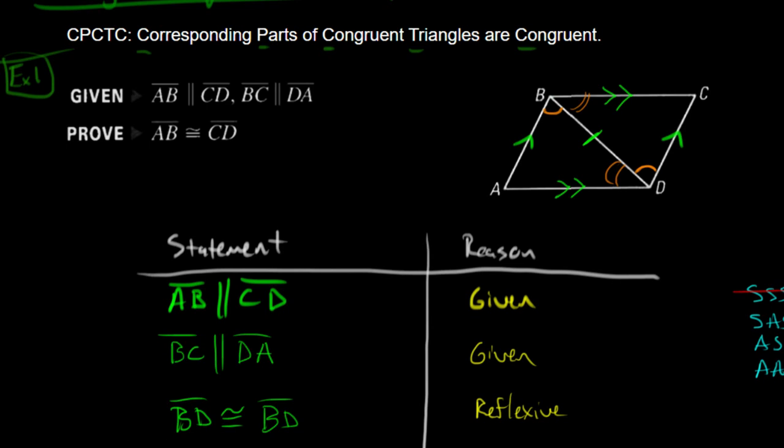And the reason is the alternate interior angles theorem. So I believe we have enough information. I've got an angle, a side, and an angle. Now I've got to figure out, I've got two angles and a side. Which of these two will prove it for me?